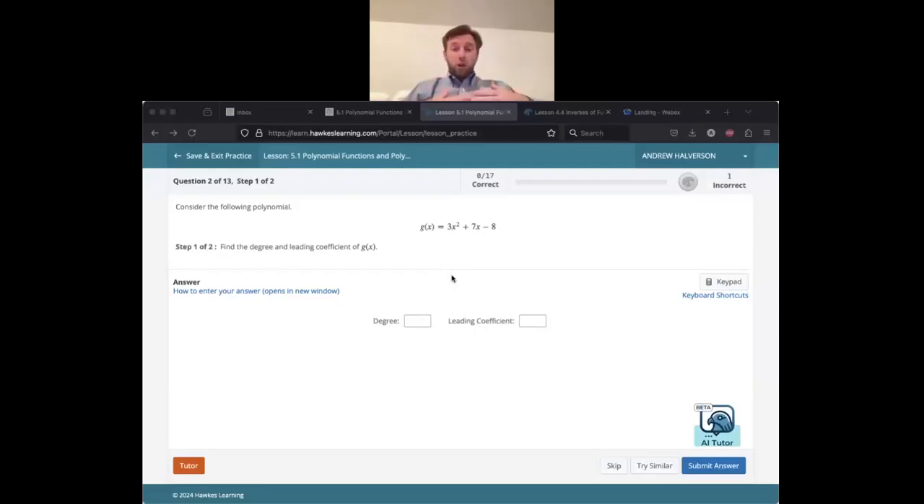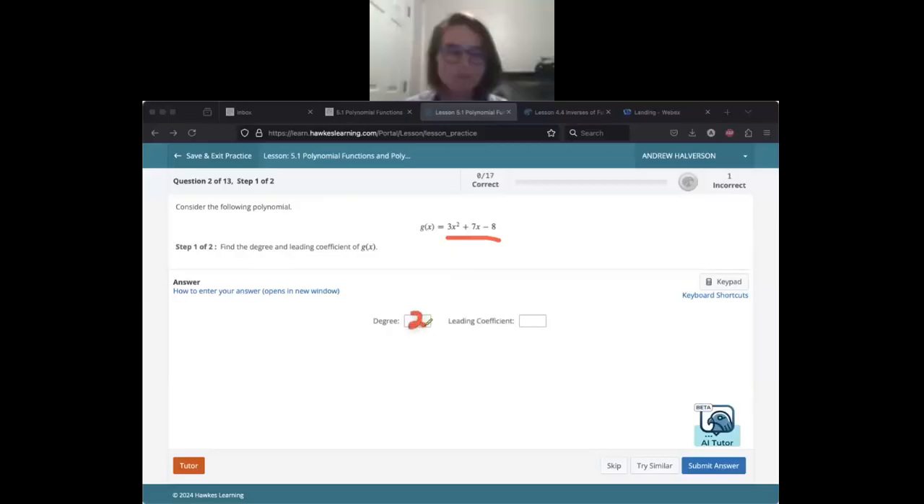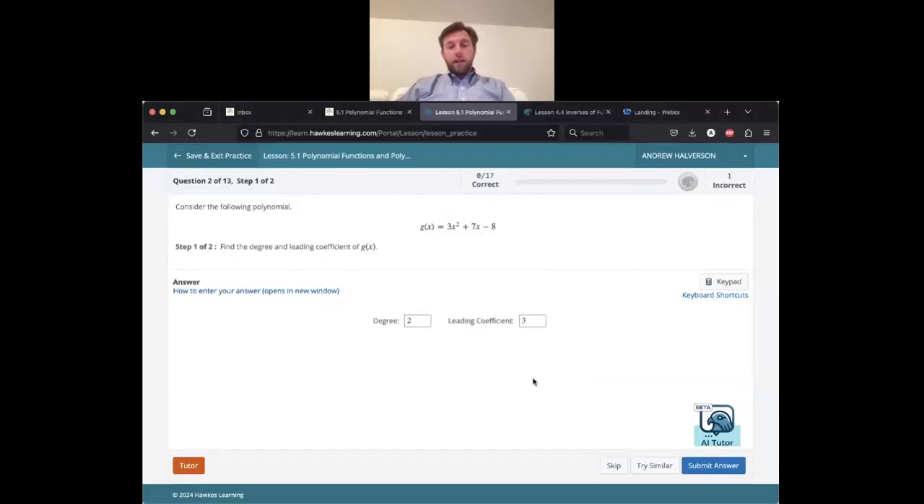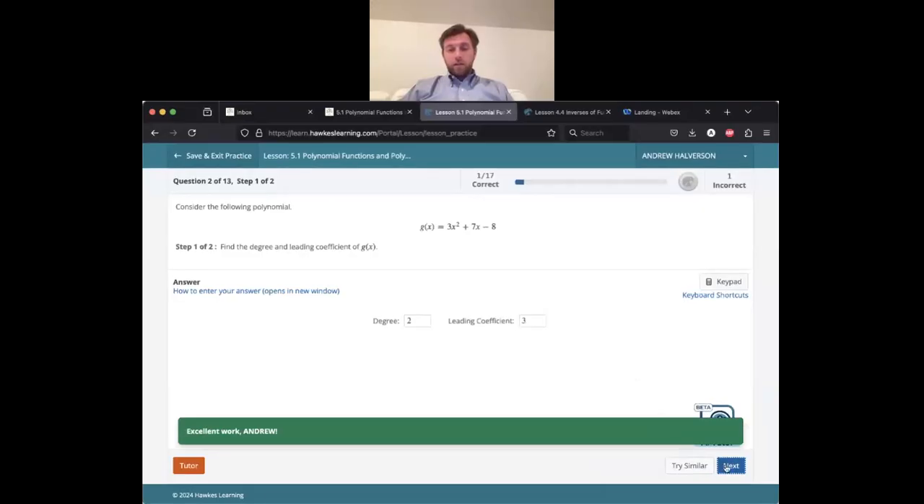So the degree of a polynomial is determined by the highest exponent. So what's the highest exponent? 2. What's the leading coefficient? For that, you find the term that gave you the degree, and that term was 3x squared. The leading coefficient is the coefficient of that term, which means the number in front of the variable, which is the 3. So degree is 2, leading coefficient is 3. Submit answer. So what's next?